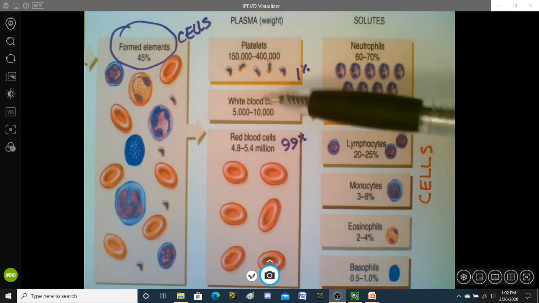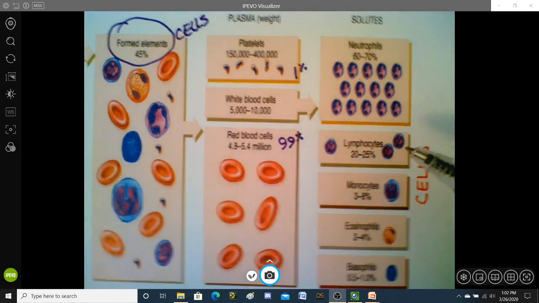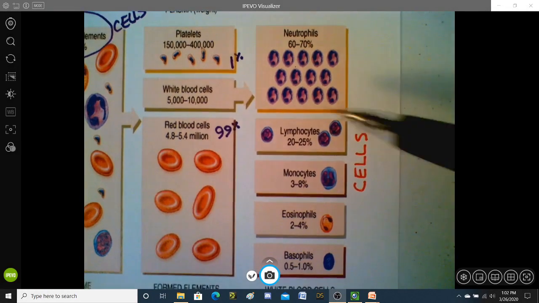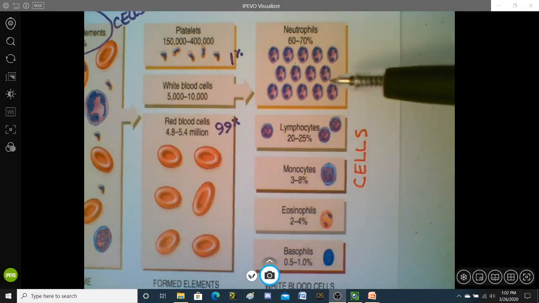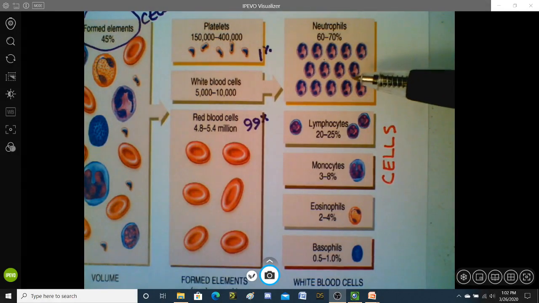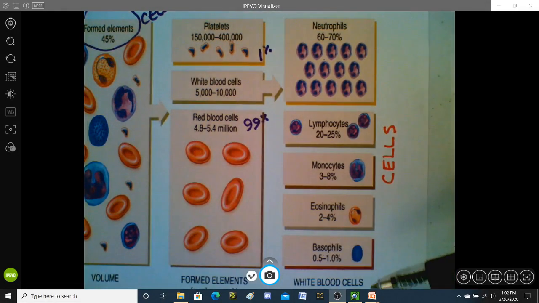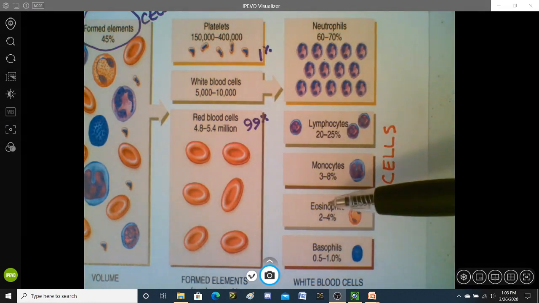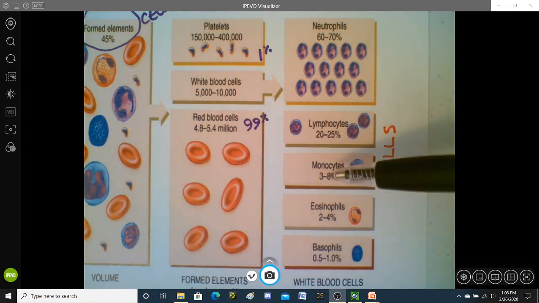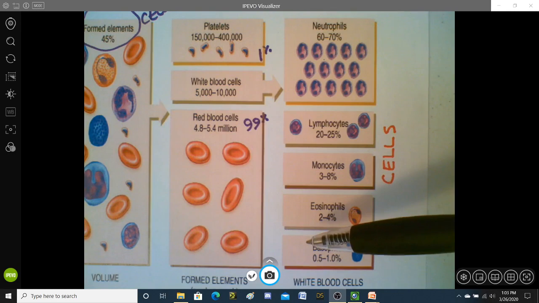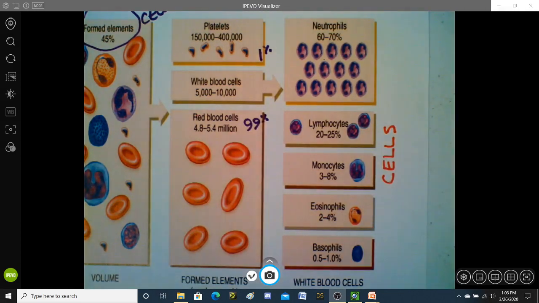And then we have our leukocytes, which are white blood cells. And they're broken into their own categories. So these are the white blood cells. For this class, we're going to talk about 6 different kinds of white blood cells: neutrophils, basophils, eosinophils, monocytes, and then there are 2 types of lymphocytes, T cells and B cells. And we're going to talk about those a little bit later in the chapter.